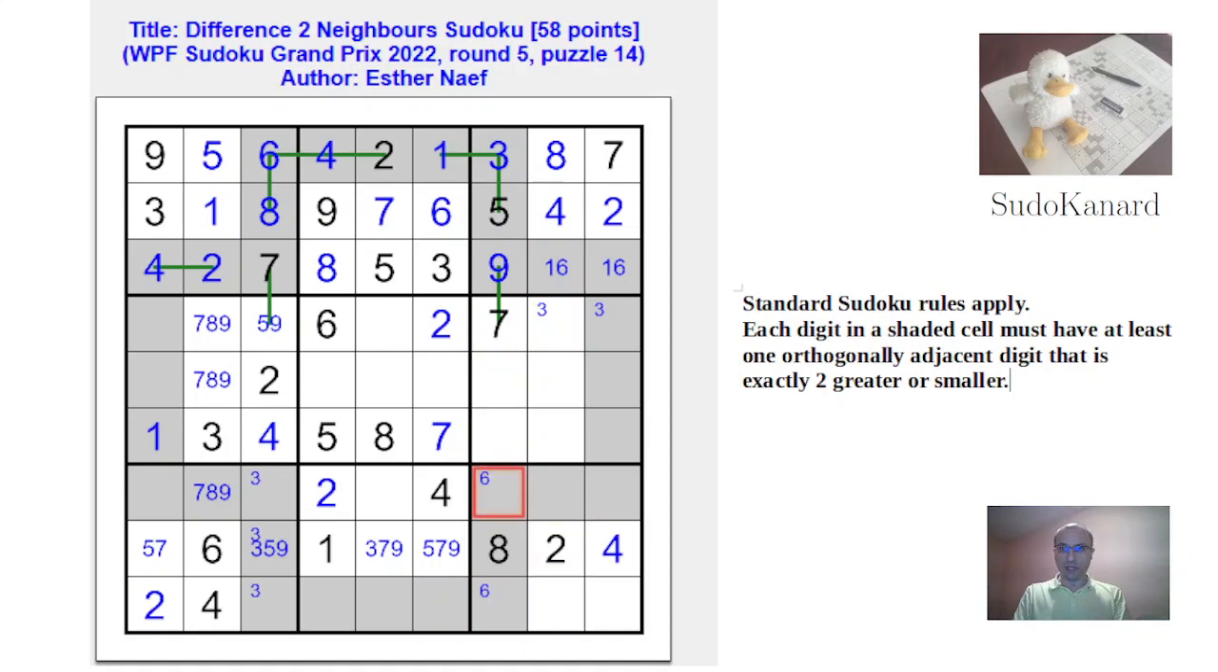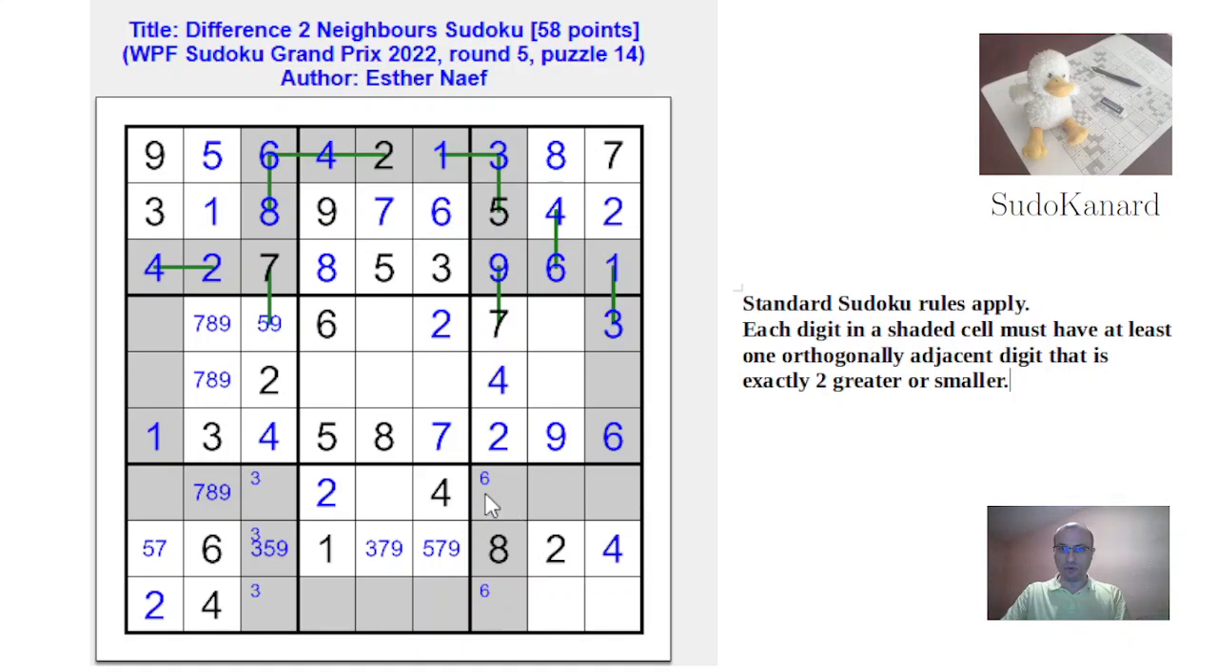2 and 4 in this column must be here. So this is 2, this is 4. Here I need 6 and 9. 9 here would have to be next to a 7, but 7 is not available in the column. So that's a 6, that's a 9, that's a 1, that's a 6, so 3 is here. And we can draw the links.